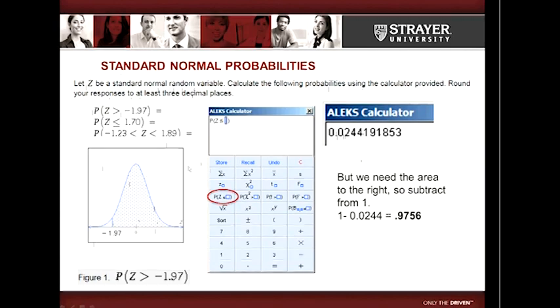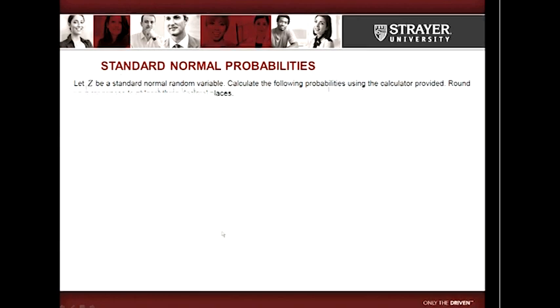But ALEKS gave us less than, we were asking for greater than, so we want the other side. See how that's what's shaded? So we're going to take 1 minus that value, which gives us 0.9756, which is finally the answer to the problem. So you can tell that this area to the right is pretty big, so it makes sense for it to be more than 0.02. It's more like 97%, this all shaded area.